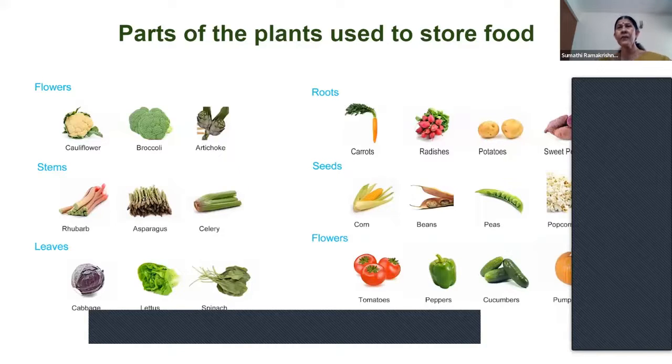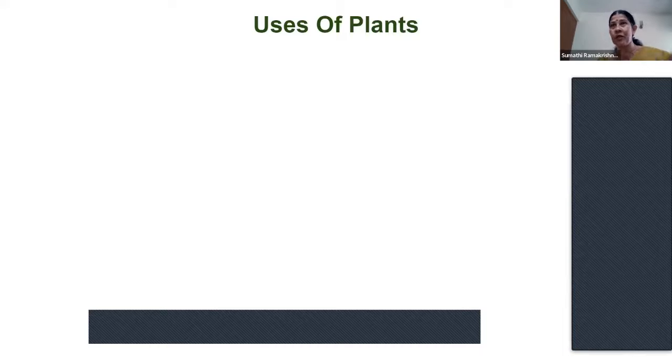These are the root vegetables, these are the seeds we eat, flower and all that. So each part of the plant is used to store food, and each part of the plant we eat. You can use this slide in both ways. Here, where they are storing the food, and what all the parts of the plant we eat, that also you can ask them. And what are the uses of plants?